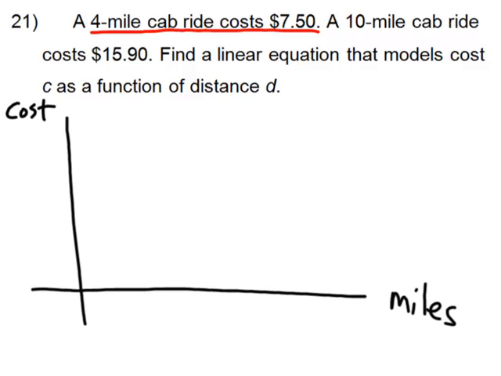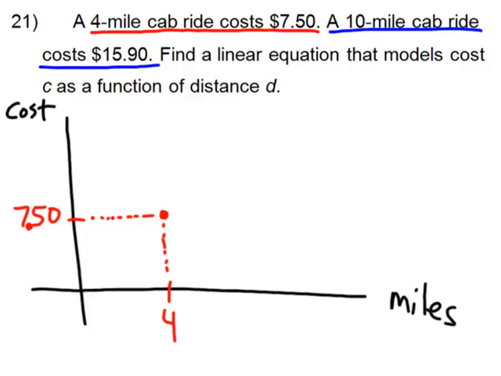Let's say 4 is right around here, and let's say $7.50 is right around here. Notice that I don't have to do a super detailed graph. There are times where it's useful to draw this in more detail and get out the graph paper, but in this case I think we're going to find we can do this without any more detail than what I'm demonstrating here. All right, we've now got a 10-mile cab ride costing $15.90.